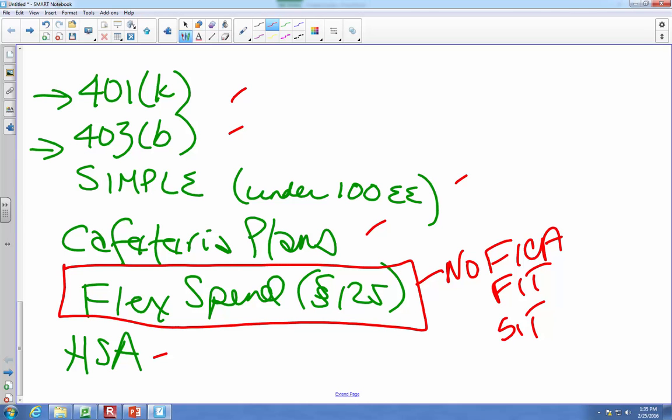What's the flex spending? A flex spending account is money that you take out of your paycheck and put away with a third-party trustee, and you can take it out and use it to pay for your dependent care and for your medical, dental, optical, pharmaceutical care.